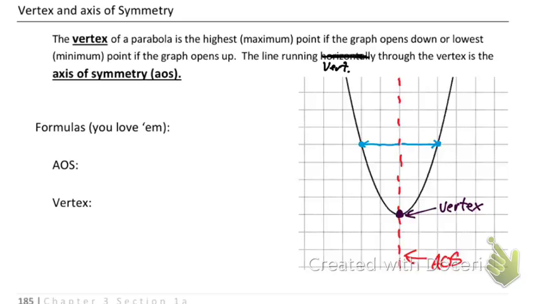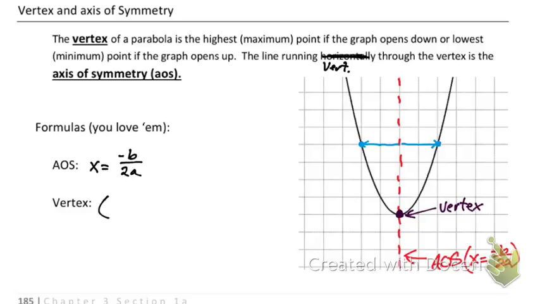All right, the formulas for both of these. Our axis of symmetry is a vertical line, so it must be x equals something. X equals a number is a vertical line. Y equals a number is a horizontal line. And it's just going to be x equals negative b over 2a. You need to have that memorized. It makes your life a lot easier. So our axis of symmetry is x equals negative b over 2a.